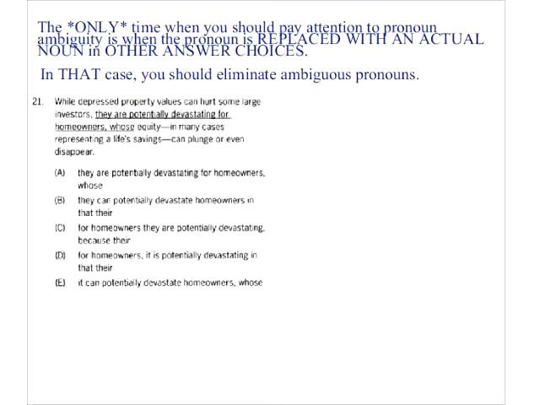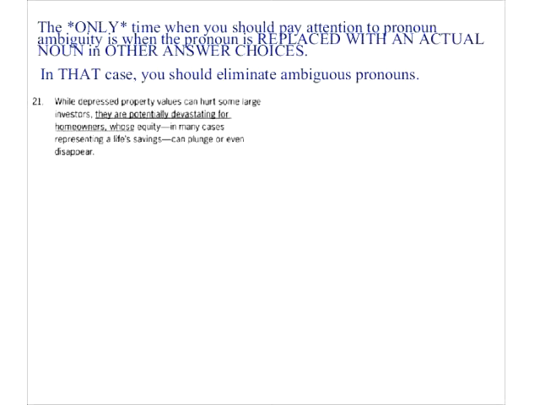So there's this one, while depressed property values can hurt. The correct answer here is A. So we don't need to show you the answer choices here. This is the correct answer. Notice that this correct answer contains an ambiguous pronoun. We don't know if it's technically this or if it's this. But we don't care because it's not.